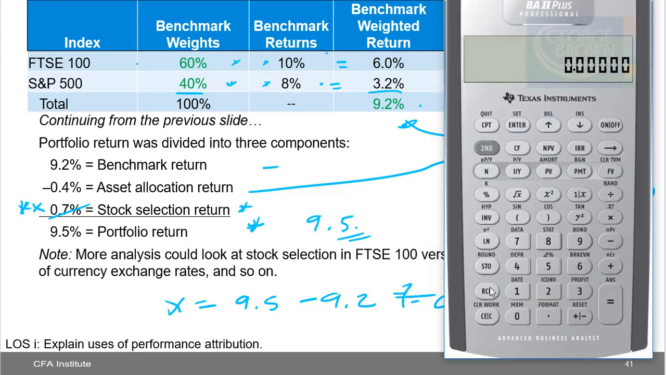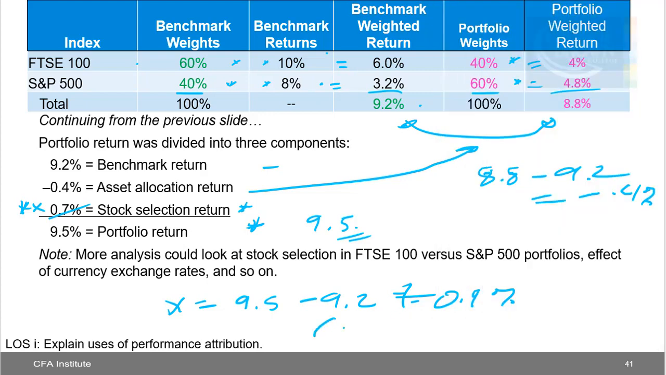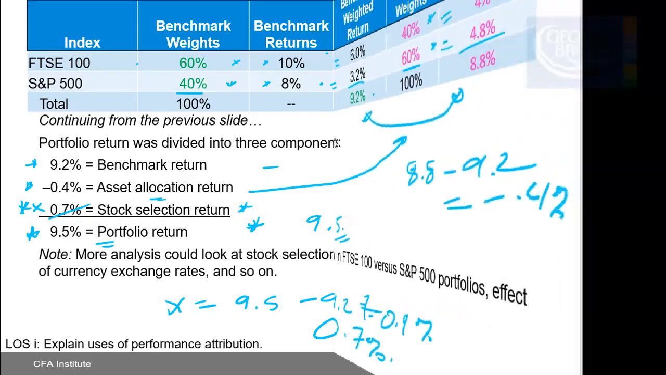So if I just bring up the calculator here, 9.5 minus 9.2 plus 0.4%, and you can see the stock selection return was 0.7%. So we could solve that for X. It's easier to calculate the portfolio return, and then it's fairly easy to see the benchmark return, and then calculating the asset allocation return is fairly easy. And so what's left over must be the stock selection return.